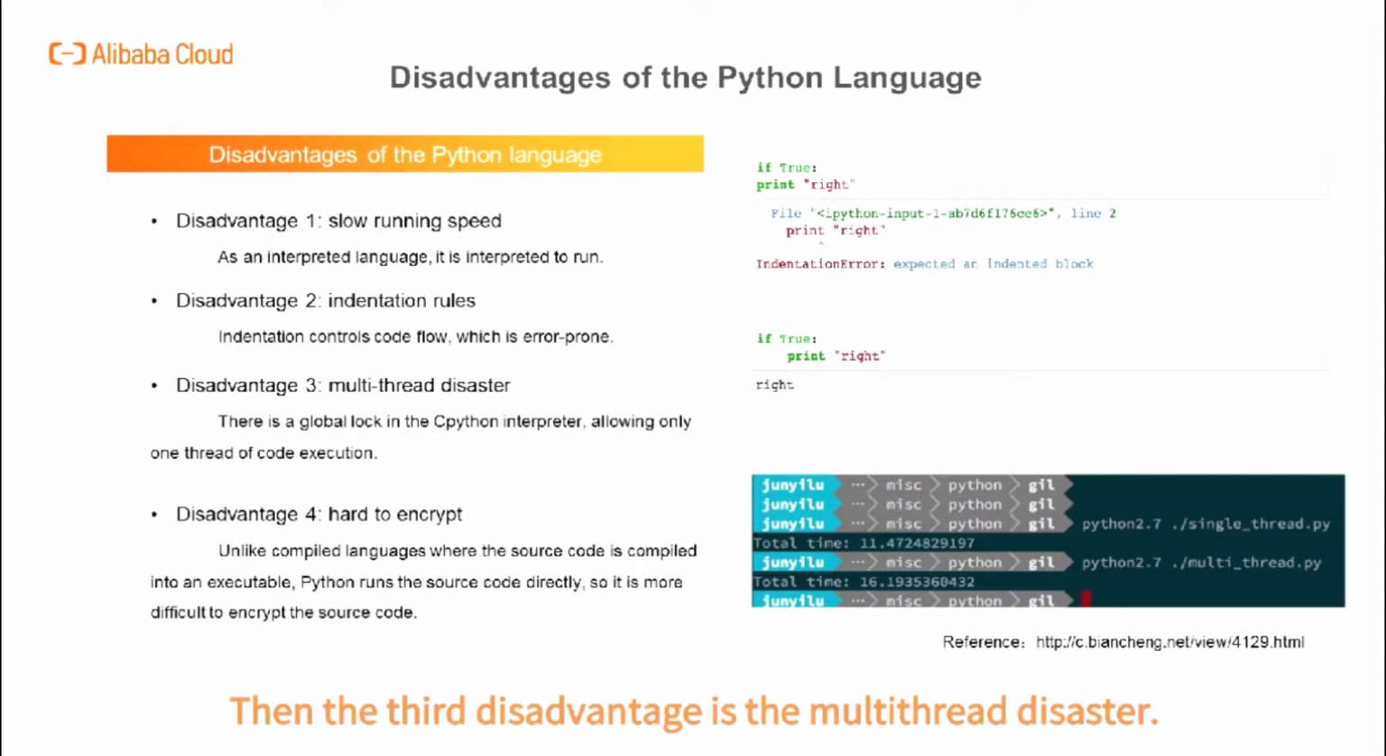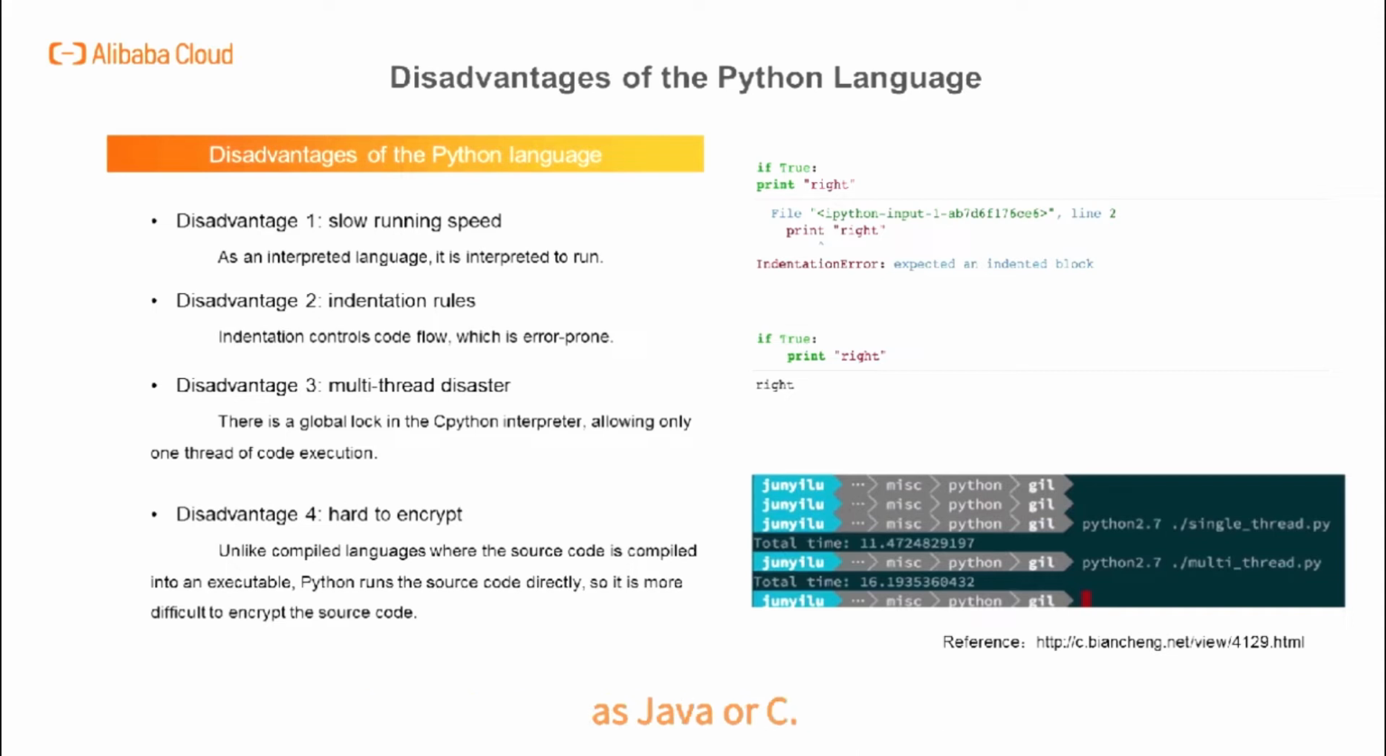Then the third disadvantage is the multi-thread disaster. This is because there is a global lock in the CPython interpreter, which will cause only one thread to execute at the same time. So its multi-thread design is not as convenient as Java or C.